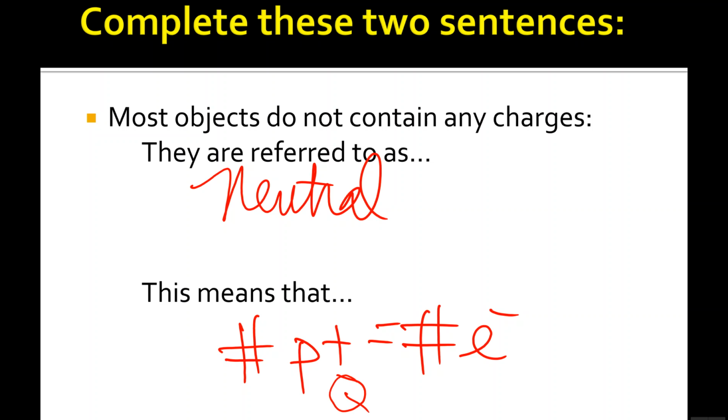So what could you tell me about the sum or the net charge in an object that's neutral? 0, absolutely. So you can say those two things mean the same thing. The Q net, or the sum of the charge, should be equal to 0. And that's how we know something is neutral. It doesn't mean they have no charge. It means that they have an equal and opposite amount of charges.